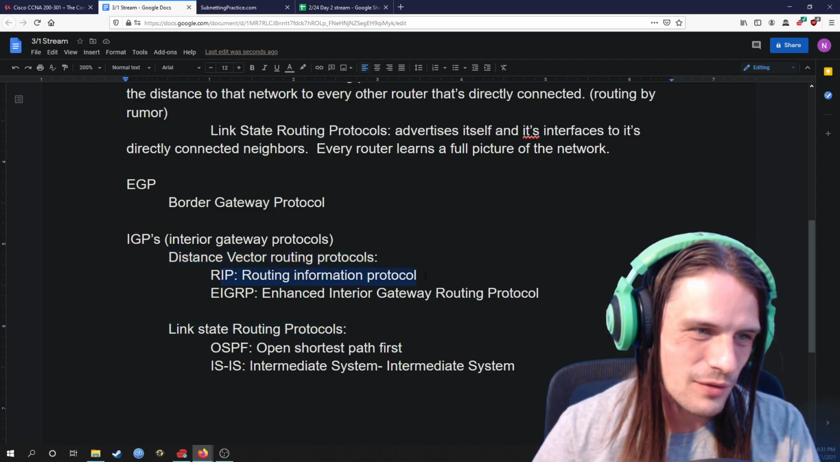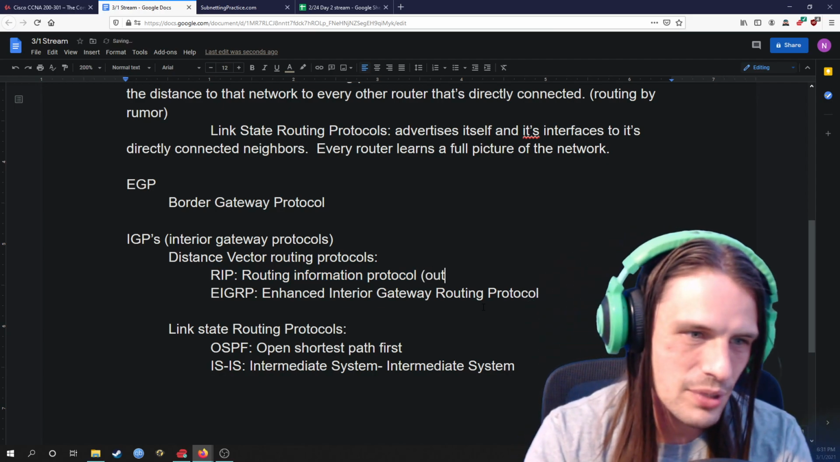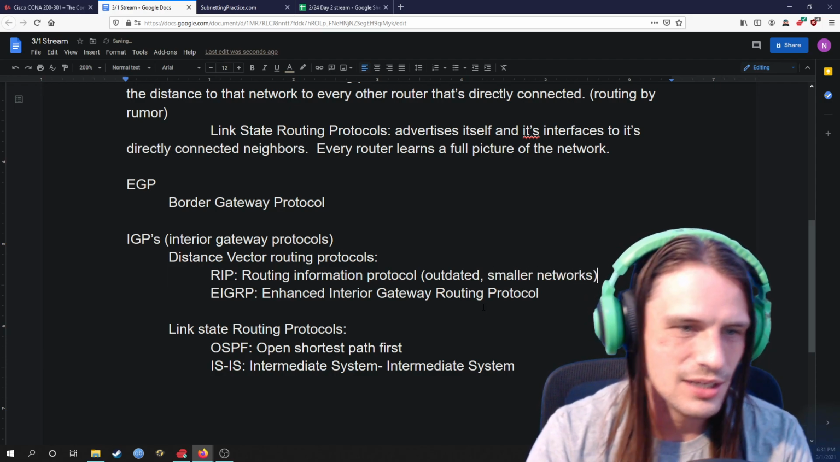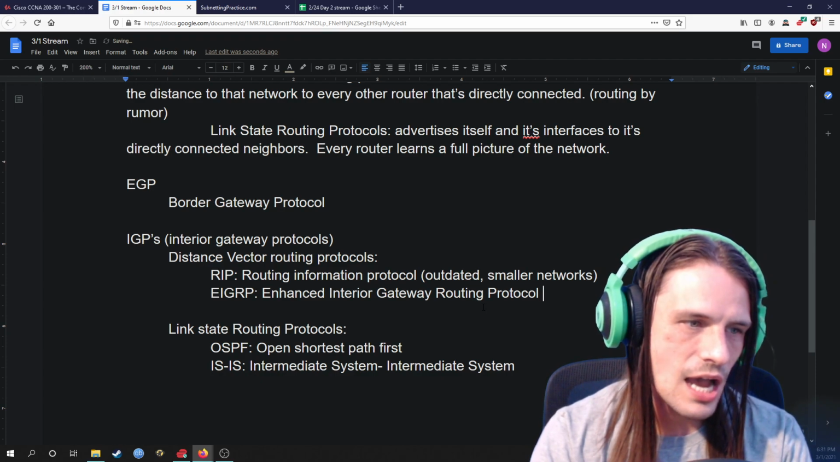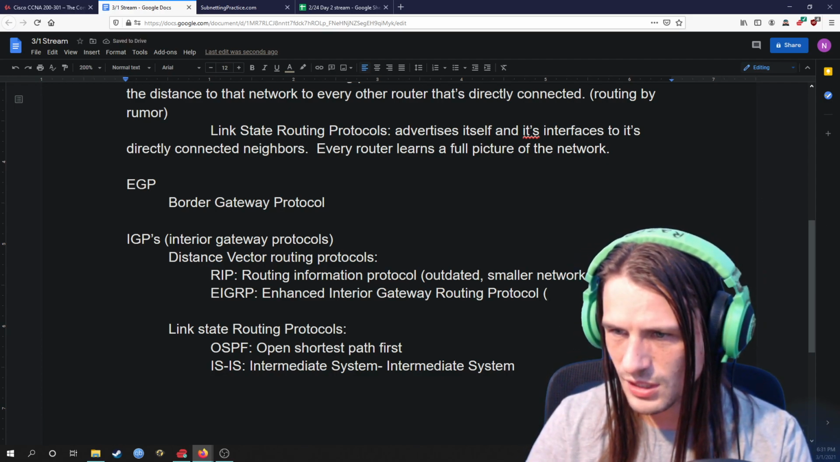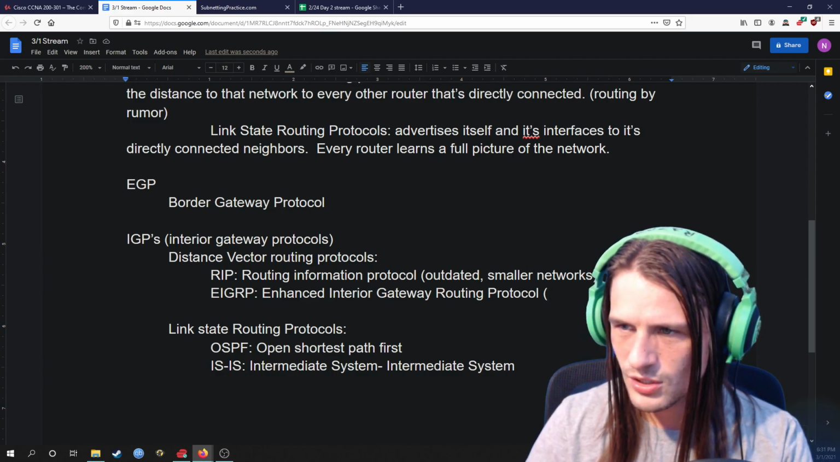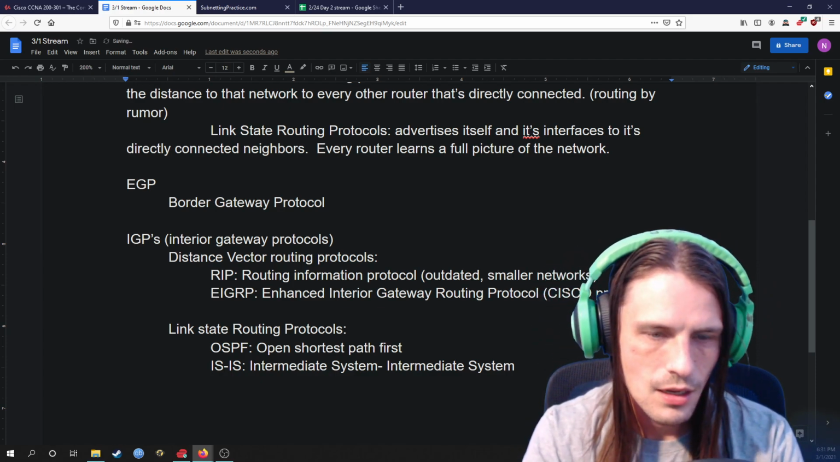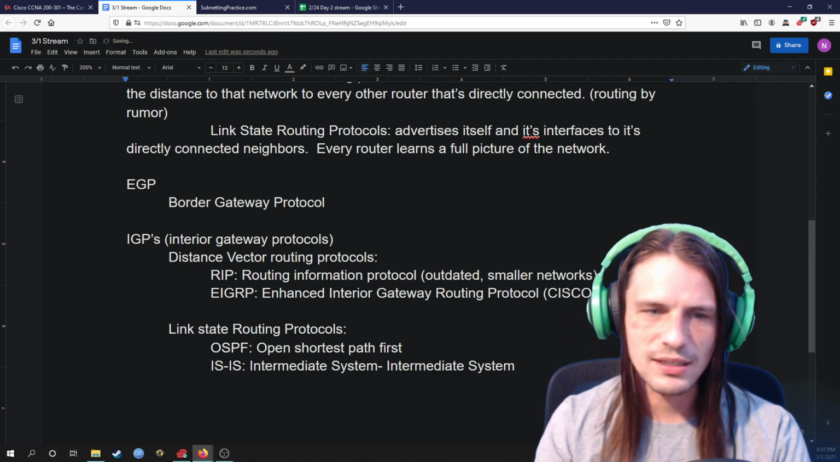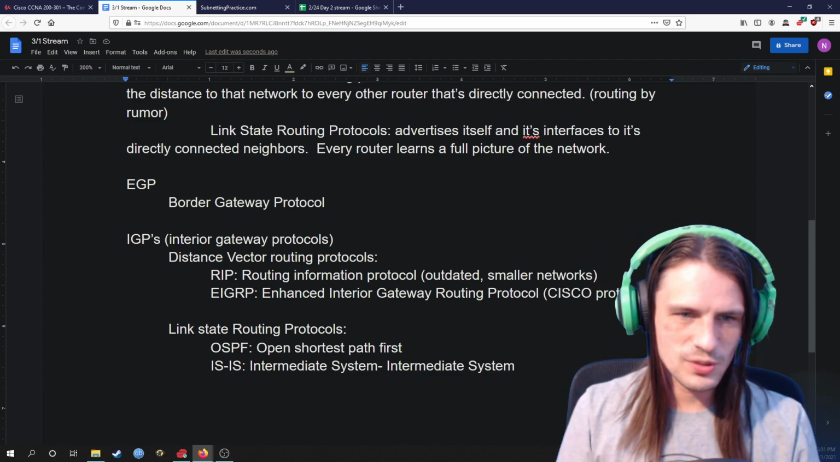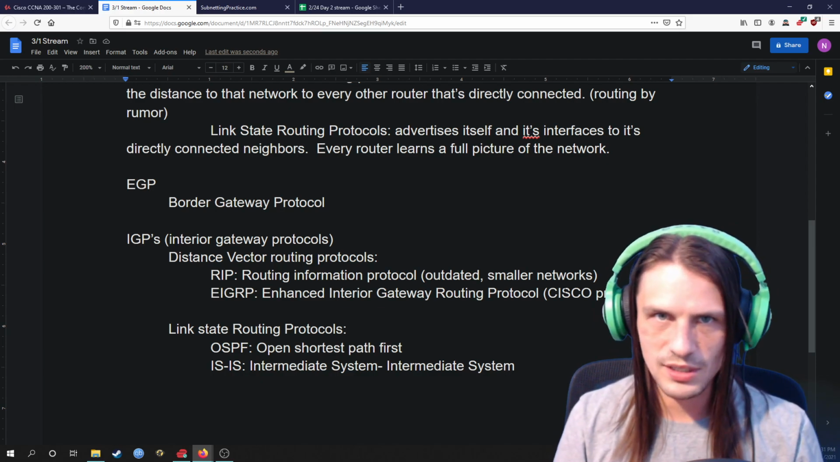And within distance vector, you have RIP, which is, my understanding, a bit outdated, not used too much. Smaller networks, and we'll go over why here in a second. EIGRP, Enhanced Interior Gateway Routing Protocol. If I'm not mistaken, this is specifically a Cisco protocol. While they have tried to open it up to other vendors, it's still mainly only used within Cisco networks, because if you're using it, all the devices have to be able to use it.